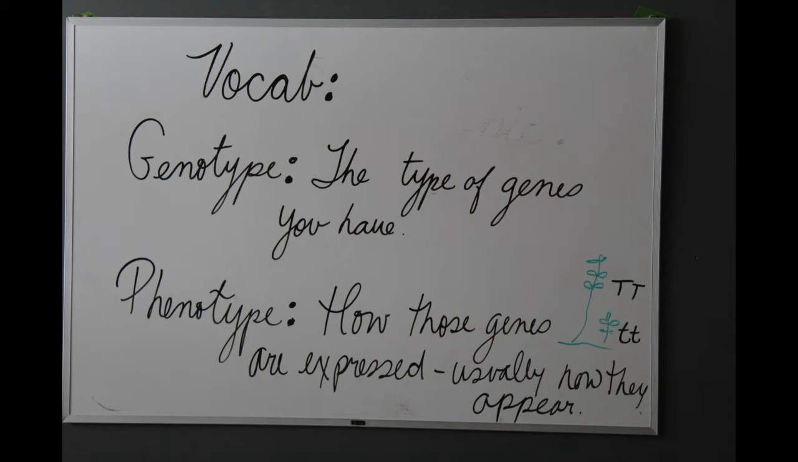Then phenotype refers to how those genes are expressed, usually how they appear. So that can be a color or a size or a shape. It's usually observable, not always, but usually. So in the drawing I've got a tall plant and a short plant. So the concept of being tall or short would be the phenotype there, and the letters beside it. So you're looking at the dominant letters, the tall being dominant, and the short, the lowercase letters signifying the short or the recessive form of that gene.